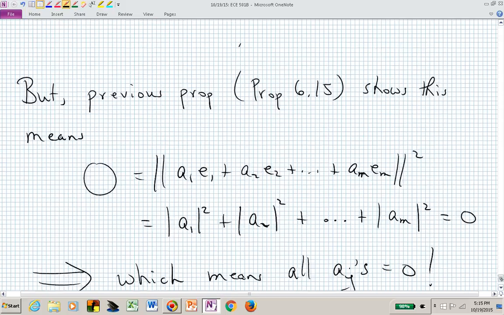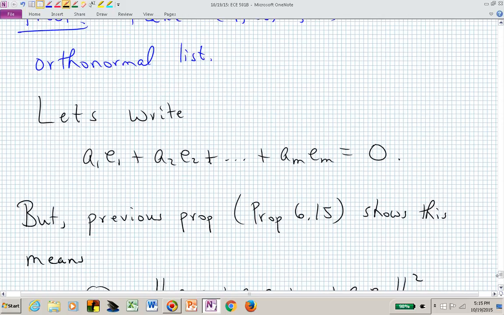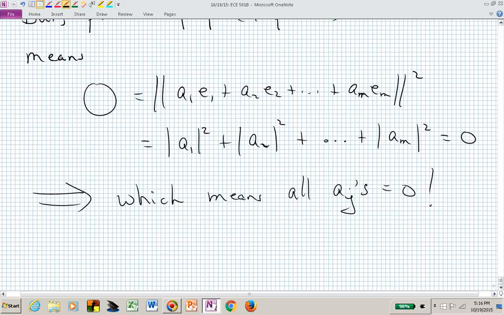And now if we go back to this relationship and say, oh, the only way that this can equal 0 is with all the scalars equaling 0, what does that tell us about the vectors E1 through En? This is why all of this is starting to fit together. Now we know those vectors, which we started as an orthonormal list, are actually linearly independent.